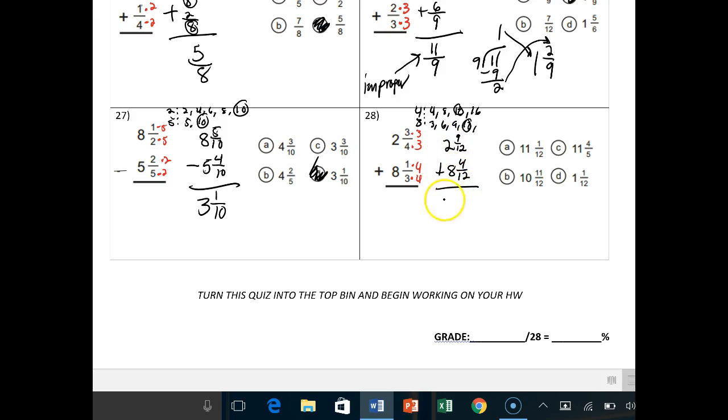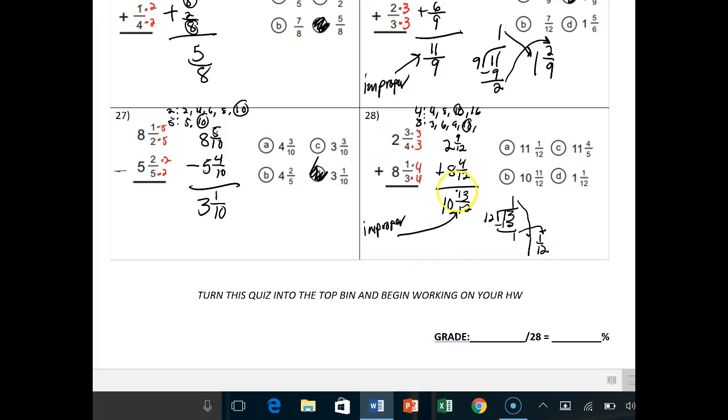Add these up, I get 10. And 9 plus 4 is 13 over 12. And that fraction right there is improper. And because that fraction is improper, I have to put 10 off to the side. I'm going to add to whatever 13/12 is. Well, 12 goes into 13 one time with 1 left over. So it becomes 1 and 1/12. Sorry, I'll move this 10 over.